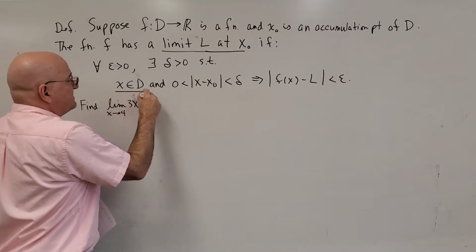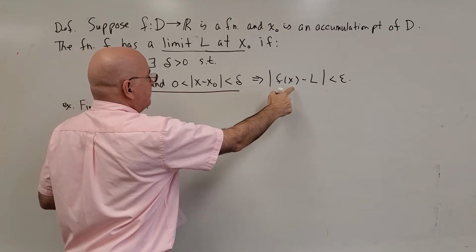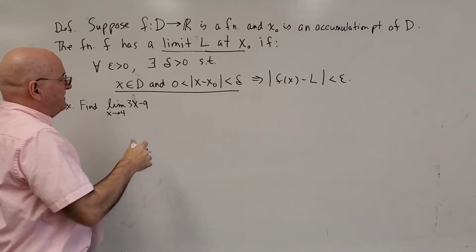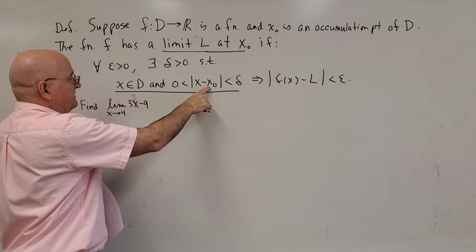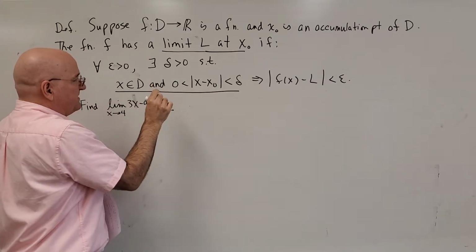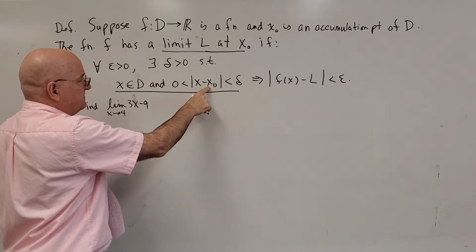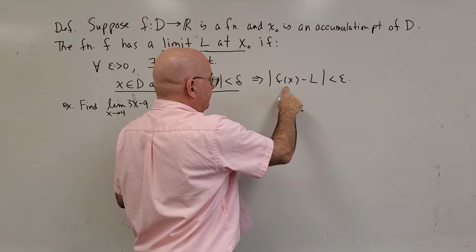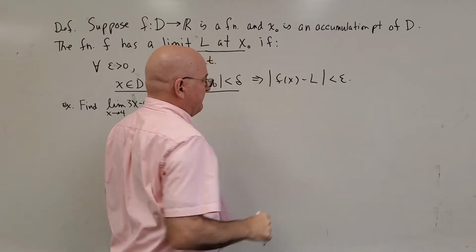So again, this implies that x being in the domain, not equal to x0. So once again, if x is very close to x naught, but not equal to x naught, then the height of the function f of x is very close to capital L.